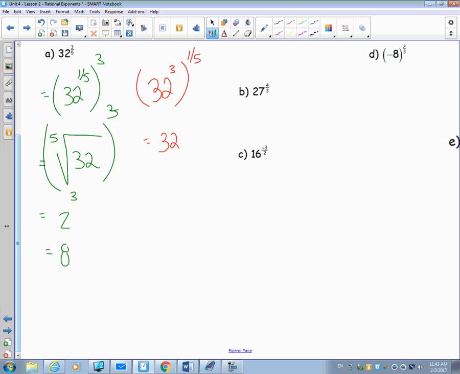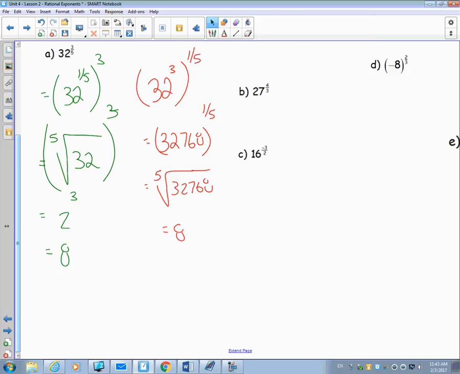So I get 32,768 to the 1/5. Or in other words, the fifth root of 32,768 comes out to 8. It's the same answer. It's just bigger numbers, right? Small numbers are easy. You can probably do those in our head just as fast as we can do them with the calculator when we do the big numbers. All right, we'll try some more.